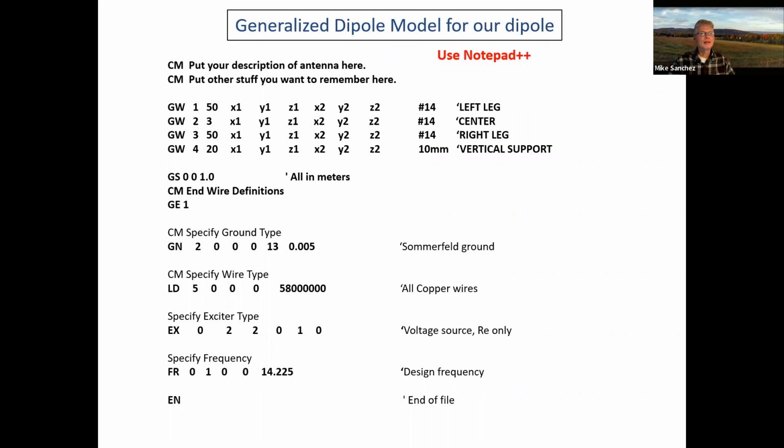But you can think of this, Carl, as this is a real wire. So the first one is actually number 1.